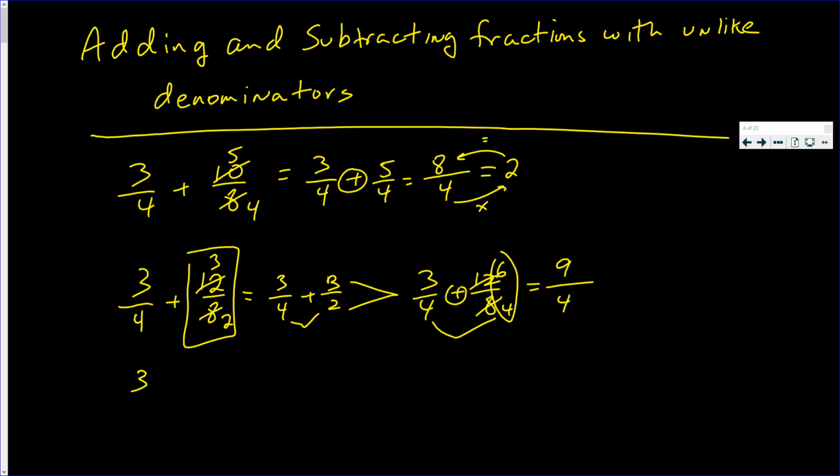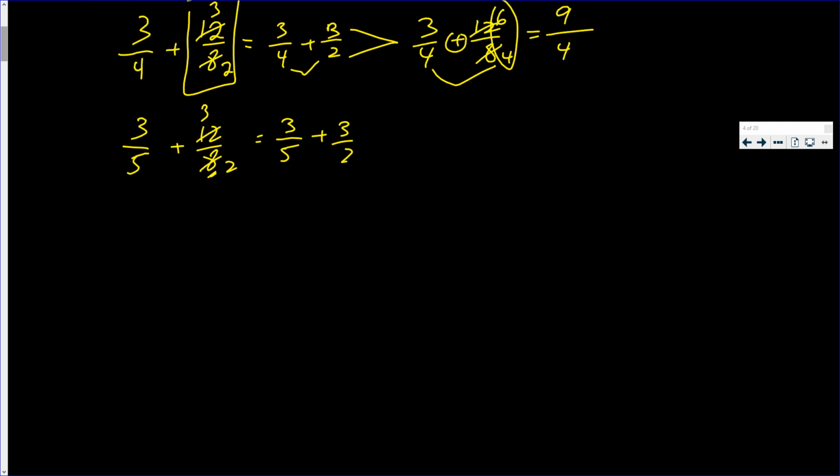Of course, if this was 3 over 5 plus 12 over 8, there's no way I can get that to be a 5. So then I would divide by 4. Then now I have 3 over 5 plus 3 over 2. And I want to find the first common multiple. But that's easy, because 5 is just 5 to the 1, and 2 is just 2 to the 1 as prime factors. So it's going to be 2 to the 1 times 5 to the 1, or 10. That's going to be the least common multiple.